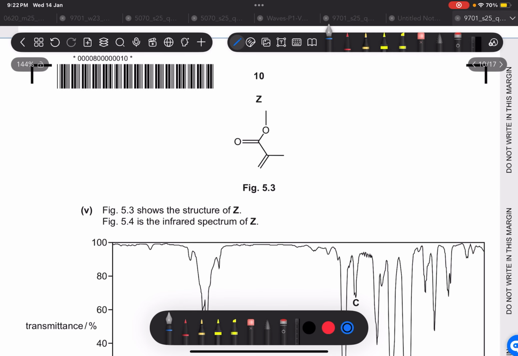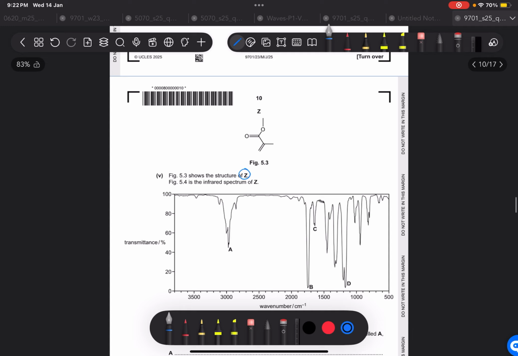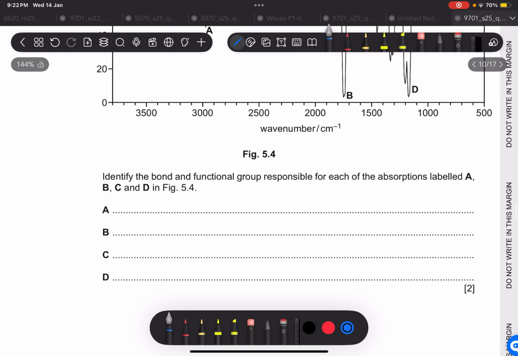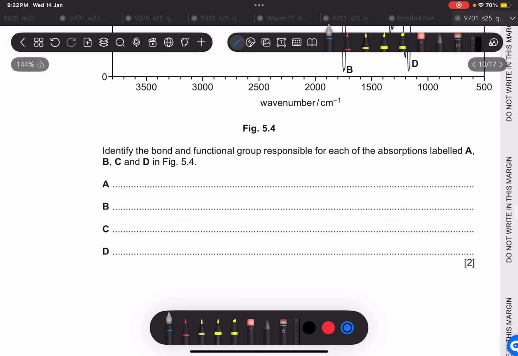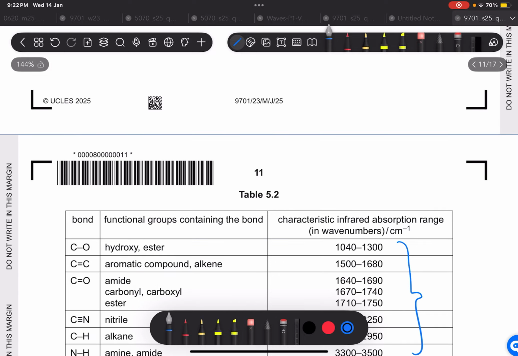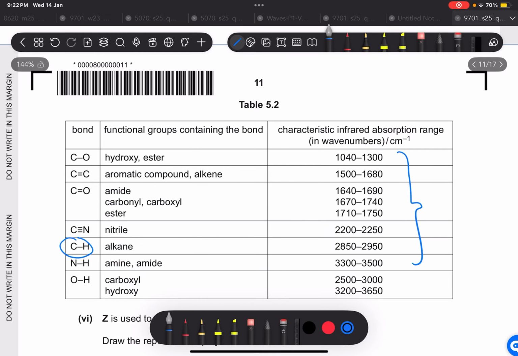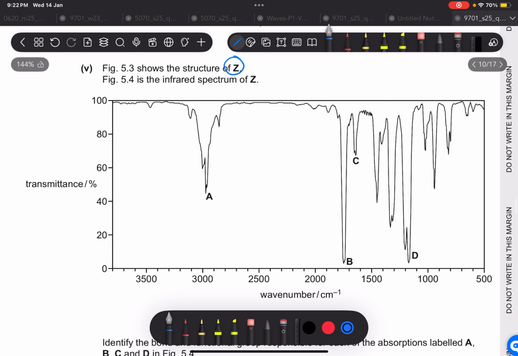Figure 5.3 shows the structure of Z. Figure 5.4 is the infrared spectrum of Z. Okay, so there's an infrared spectrum, and over here we have to identify the groups, and we have the characteristic infrared absorption range in wave numbers over here. So the first is this CH, I guess we're talking about this one right here. This is the CH, which is an alkane. We're gonna look at all the dips that are happening. The first dip, that's A. Let's see where are we. So this feels something like here.